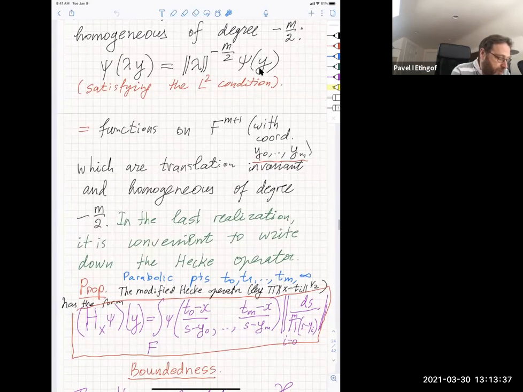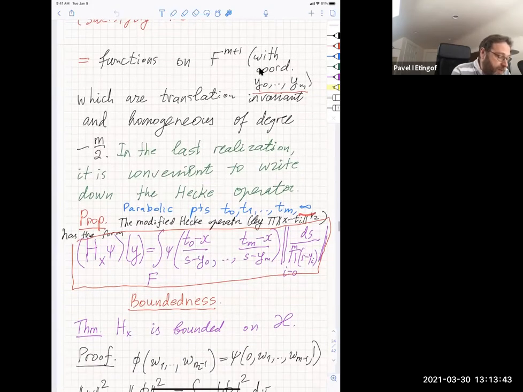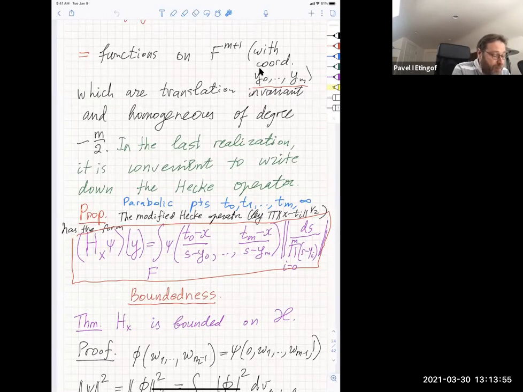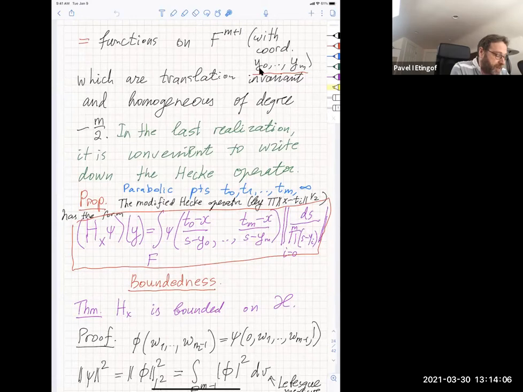And so this is for parabolic points t0, t1 up to tm and infinity. And then the Hecke operator, well, I will consider a modified Hecke operator, which is renormalized by some product of norm of x minus ti to the 1/2. And I remind you, this norm is the norm of the local field. So for real numbers, it's absolute value. For complex numbers, it's square of the absolute value. And for p-adic, it is the usual norm. And this is the main formula for Hecke operator.